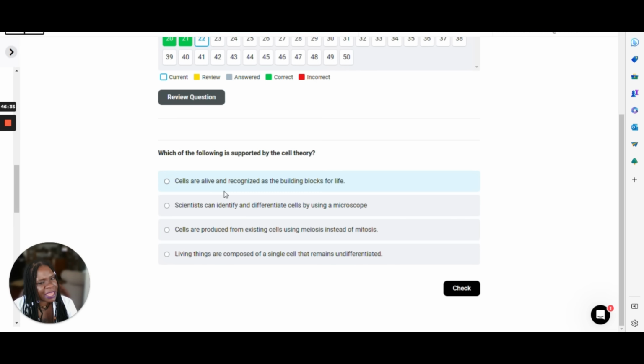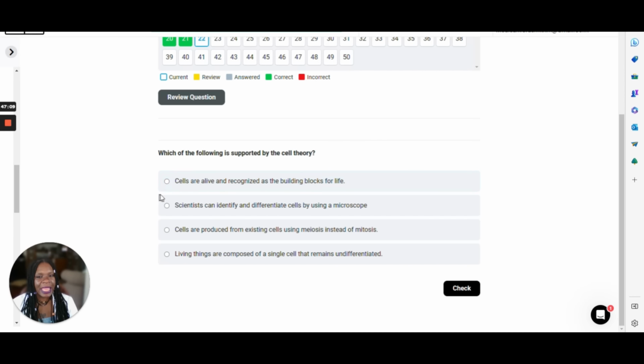Right away, I can say that last one on the list, living cells are composed of a single cell that remains undifferentiated, I can eliminate that. We know living things are typically multicellular organisms, so we can eliminate that one right away. And as far as cells being produced from existing cells using meiosis instead of mitosis, I don't believe that's true at all. However, the cell theory refers to the fact that cells are alive and are recognized as the building blocks for life.